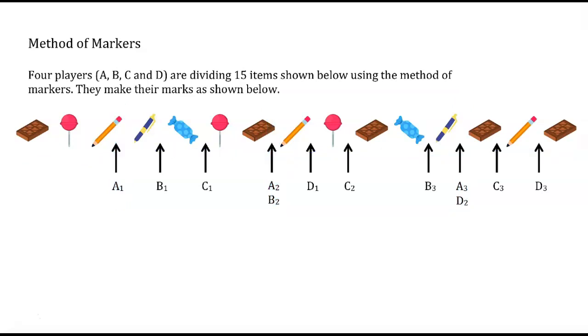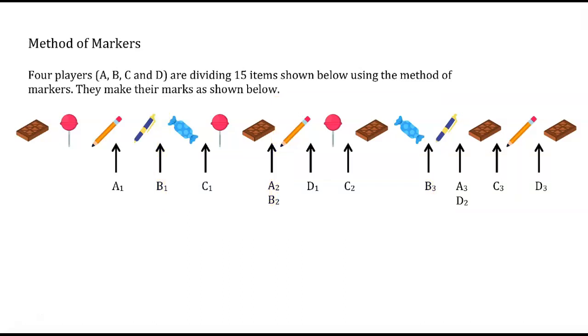Now let's look at where player B placed their markers. Player B put their first marker between items 4 and 5, their second marker between items 7 and 8, and their third marker between items 11 and 12. They feel that each portion of the assets, as divided by their markers, would be a fair share.